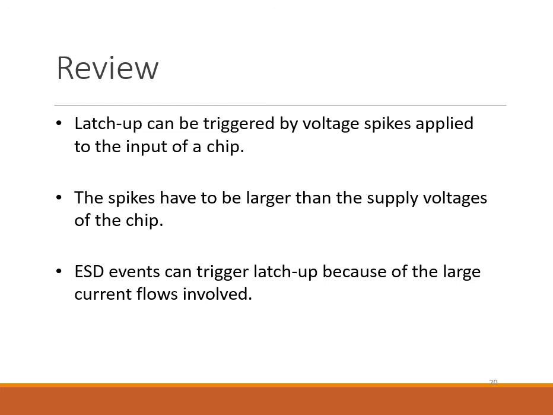Latch-up can be triggered by voltage spikes applied to the input of a chip. The spikes have to be larger than the supply voltage of the chip. Meaning if we apply a lower voltage than the supply voltage, then in that case no triggering occurs and the CMOS device will work properly. But if the input or output is greater than the supply voltage or lesser than the ground voltage, then in that case the two parasitic transistors will get triggered and a direct connection will be there between the supply and the ground that will cause heavy current to flow. Another cause of the latch-up is the electrostatic discharge that can occur because of the large current flows involved.